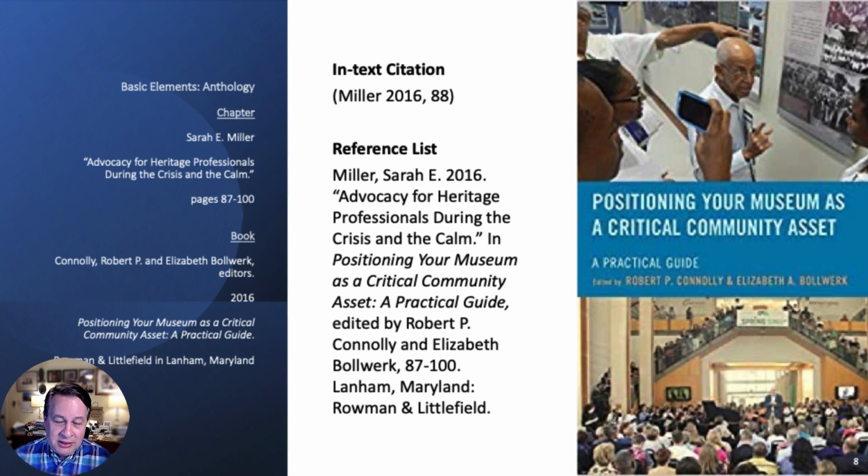There's a lot of parts in here. So again, you need information about both the book and the chapter. You have two authors' names to keep track of, the book's and the chapter's. You have two titles, the book and the chapter, and then you also need to include the page numbers.